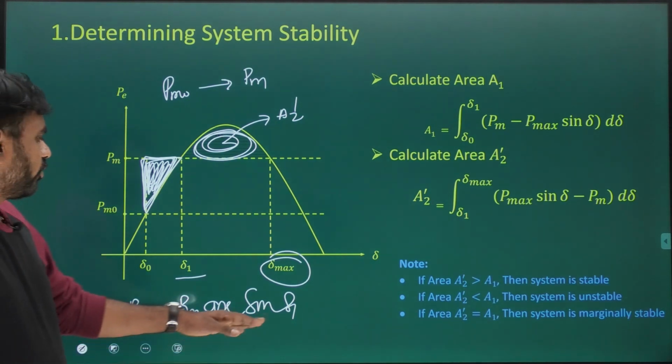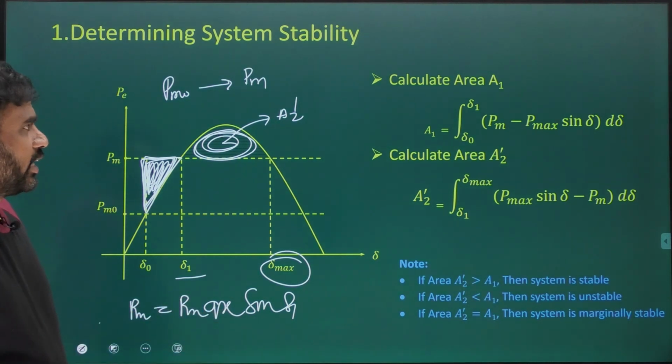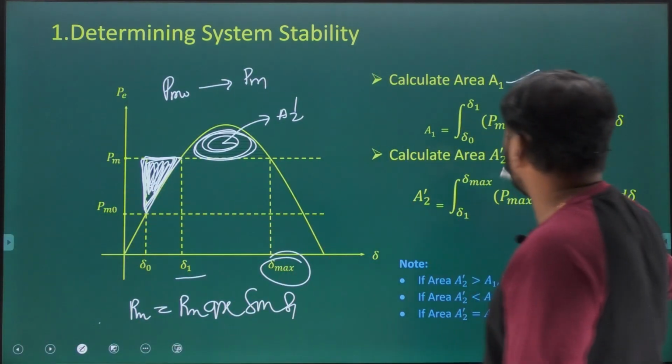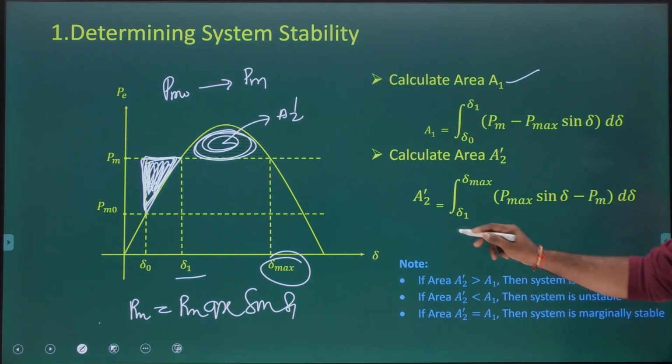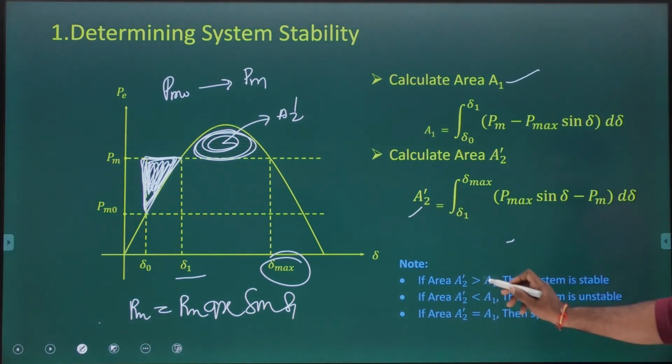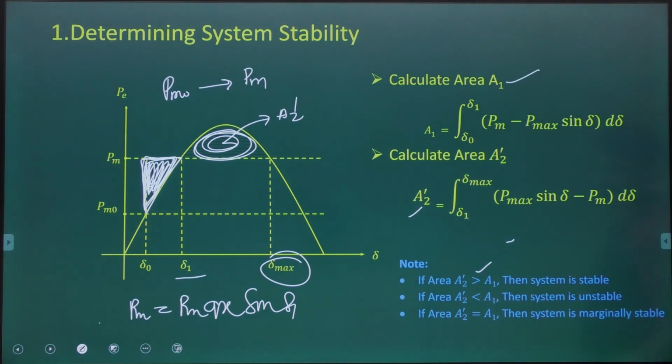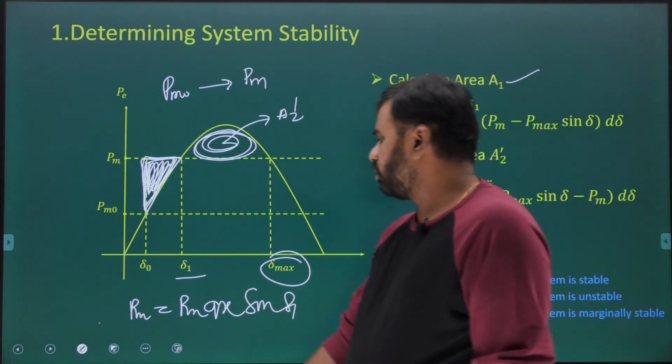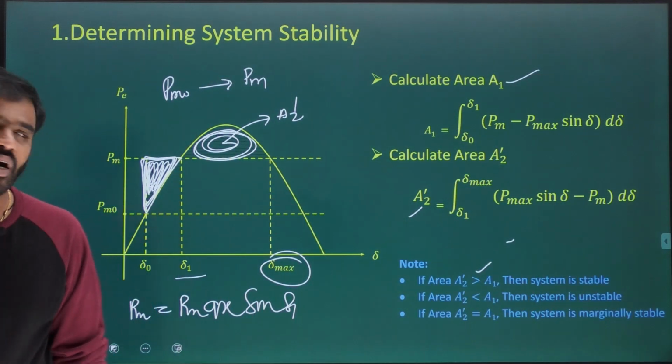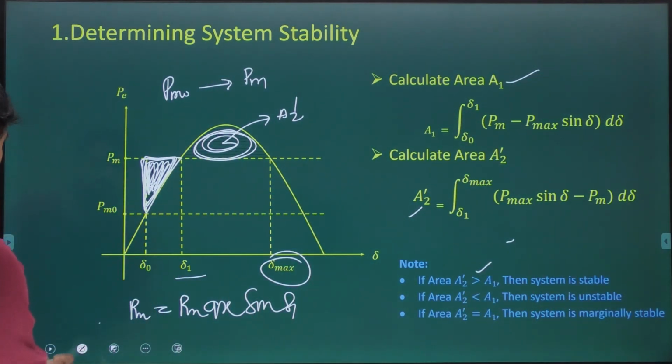So after calculating delta 1, you can calculate these two areas, A1 and A2. After calculating A1 and A2 dash, if A2 dash is greater than A1, then the system is stable. If A2 dash is less than A1, the system is unstable. If A2 dash equals A1, then the system is marginally stable. That is how we can calculate.